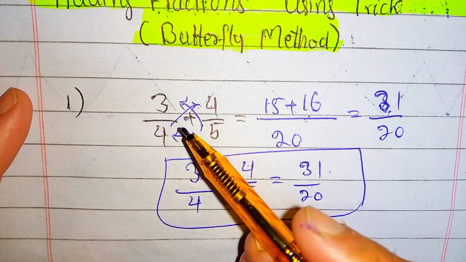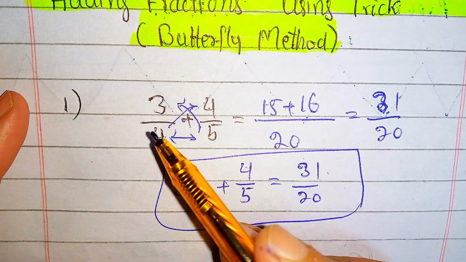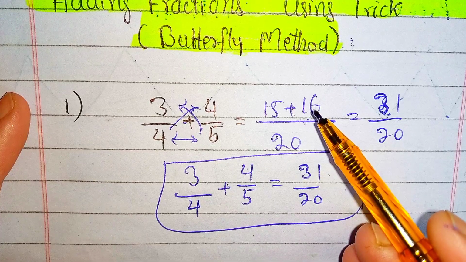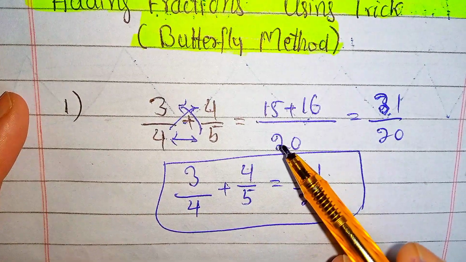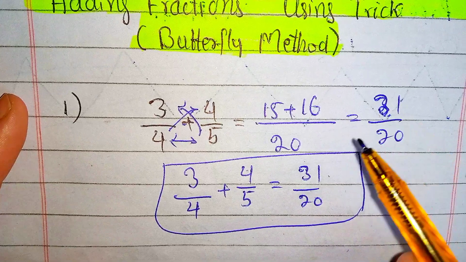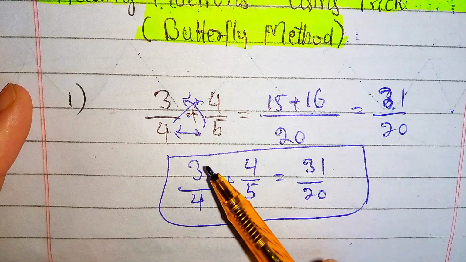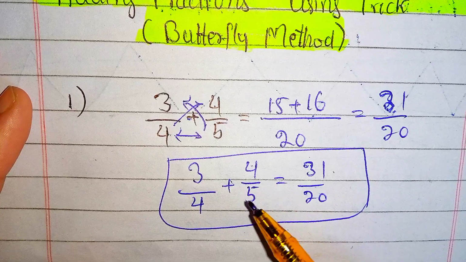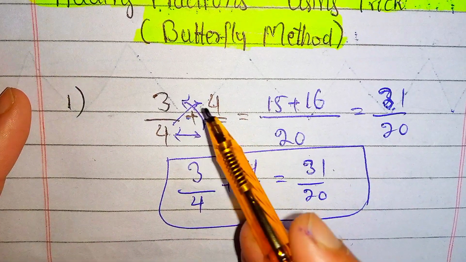In the butterfly method, we have to multiply this 5 with this 3, which is equal to 15, and multiply this 4 with this 4, which is equal to 16. Then multiply this 4 with this 5, which is equal to 20. 15 plus 16 is 31, and write the denominator as 20. So the addition of 3 over 4 plus 4 over 5 is equal to 31 over 20. So this method is used without using LCM.